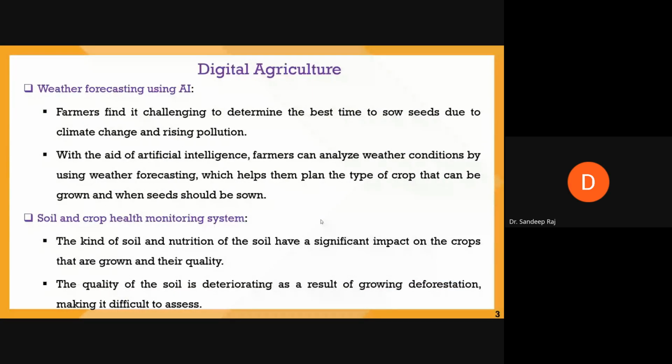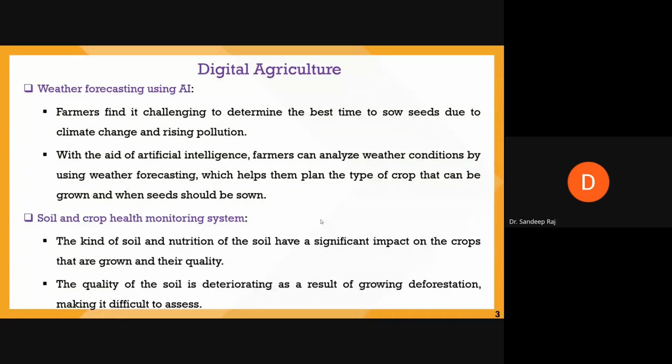Weather forecasting using AI can be done. Farmers find it challenging to determine the best time to sow seeds due to climate change and rising pollution. With the aid of artificial intelligence, farmers can analyze weather conditions using weather forecasting, which helps them to plan the type of crop that can be grown and when seeds should be sown.